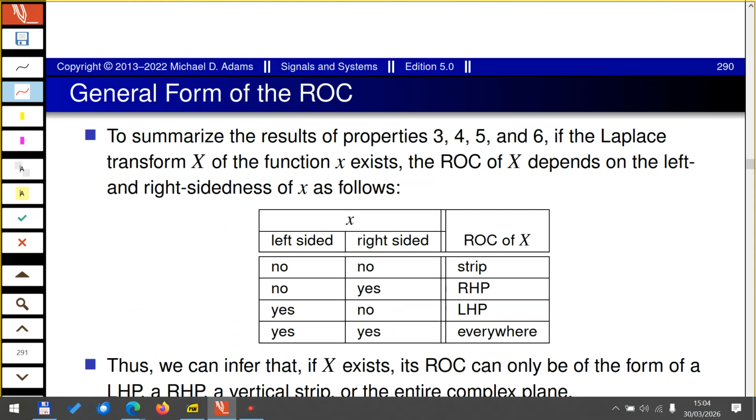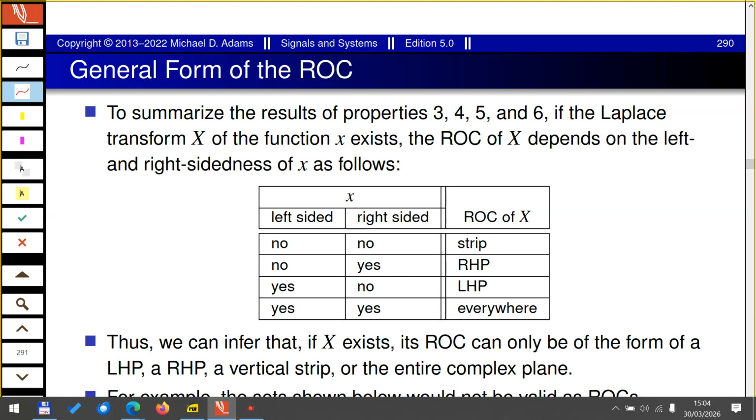So now we have a general form of ROC. It's actually the same table which we just discussed a while ago. So if it is neither left-sided nor right-sided, it means that it is two-sided, right? So if it's a two-sided signal, the ROC must be a strip. We just saw it. If it is right-sided but not left-sided, the ROC must be a right half plane. If it is left-sided but not right-sided, the ROC must be a left half plane.